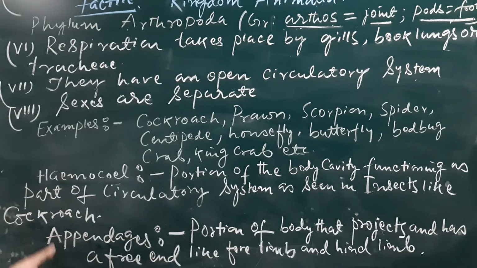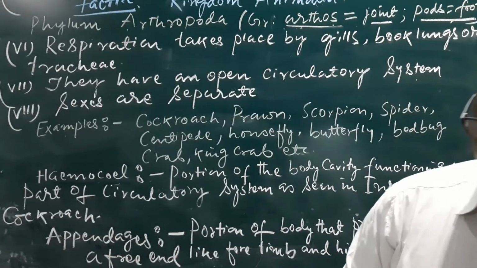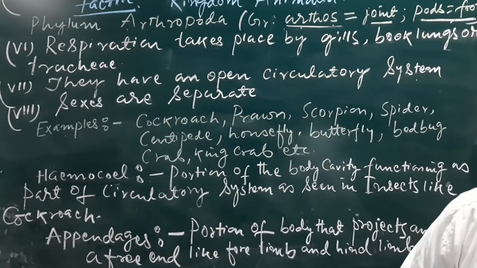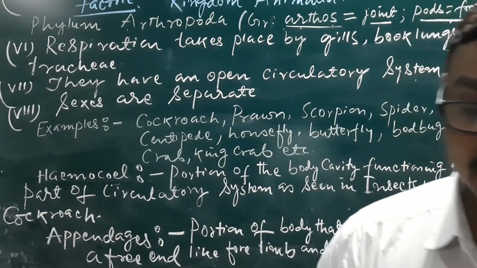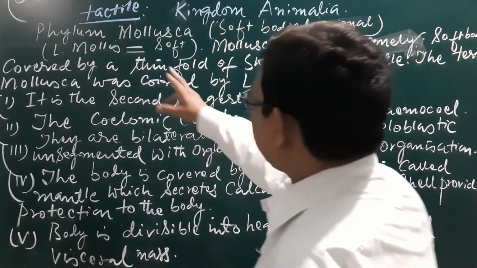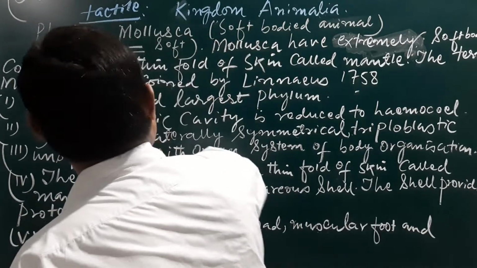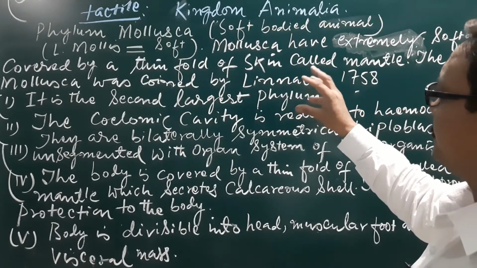और अब इसके बाद हम लोग, the next is the Mollusca, and after that we will study about the Echinodermata. Here the phylum Mollusca and its important characteristic features.